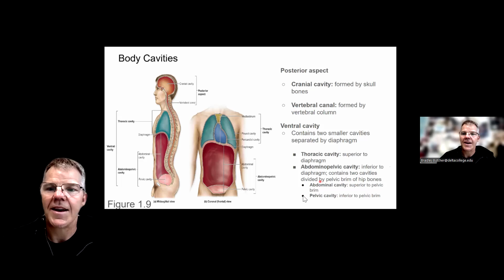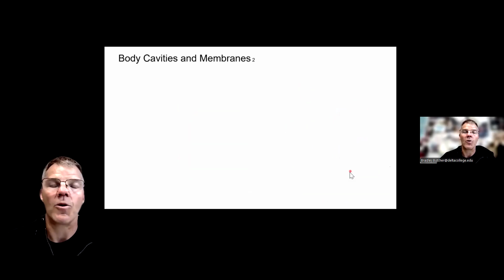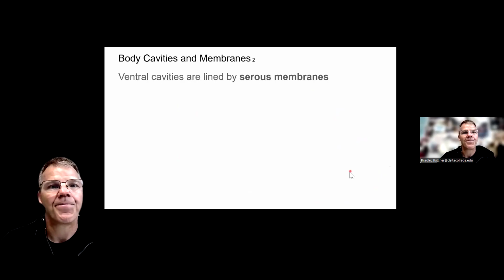The abdominal pelvic cavity can also be divided into the abdominal cavity, which is superior to the pelvic brim, right? That's right where your pant line would fit. And then the pelvic cavity would be below that, or inferior to that.